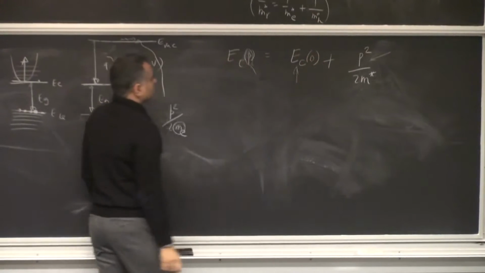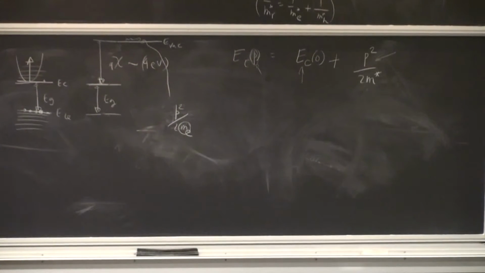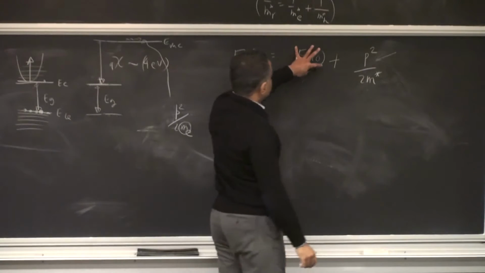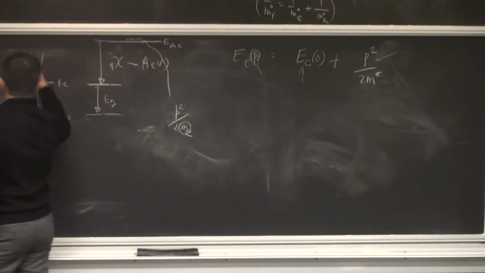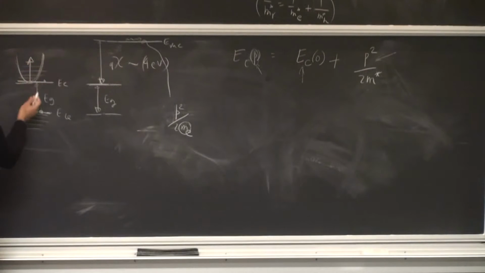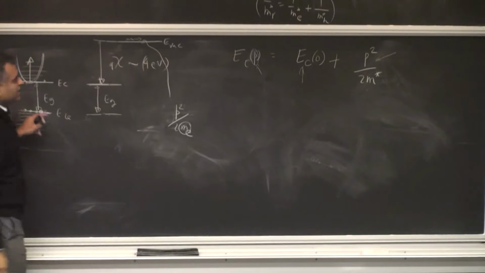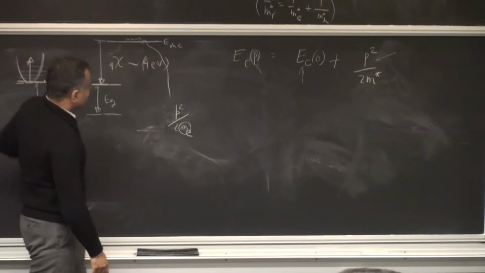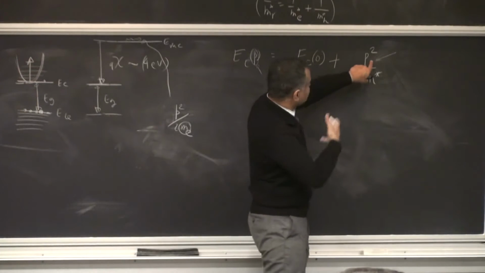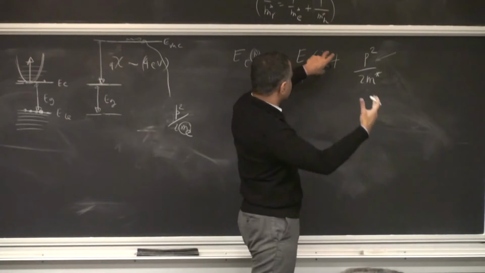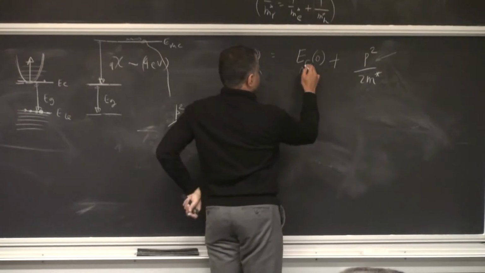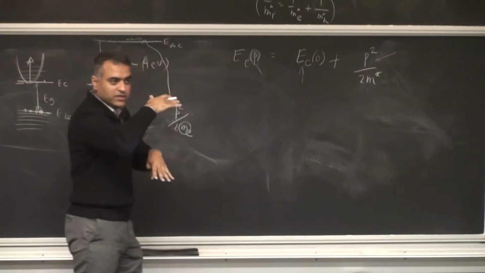Let me put it this way: if you had no movement of electrons, if you had no kinetic energy, then you are at the bottom of the conduction band, and if you have any kinetic energy, you start rising in the manifold here. Basically, the larger the momentum, the farther you get from the band edge. This is the minimum of the conduction band energy manifold.